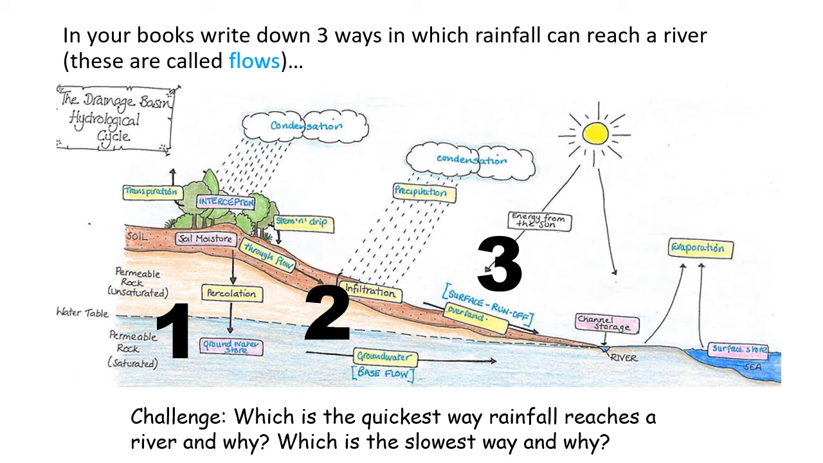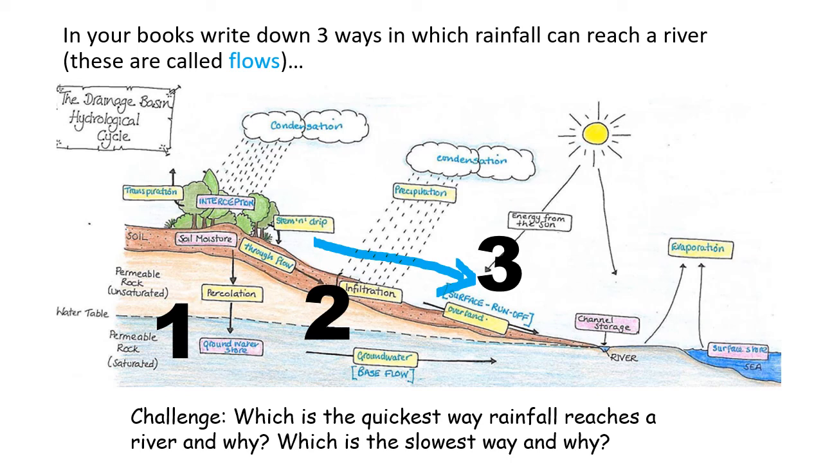Okay, well, the answer as to what's quickest is overland flow. If you had to get from A to B, you just walk there. You wouldn't dig into the ground and try and tunnel through. So by far the quickest is surface runoff or overland flow.